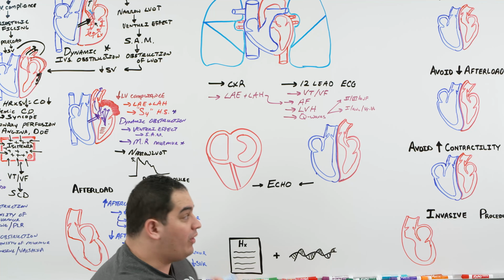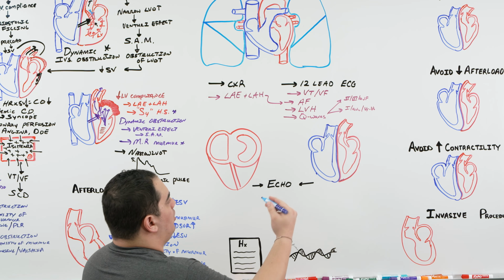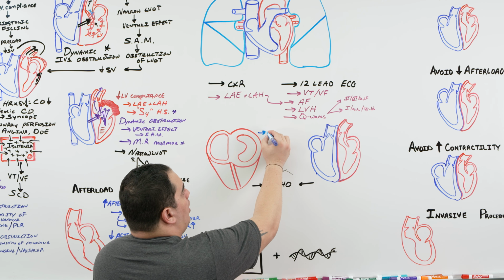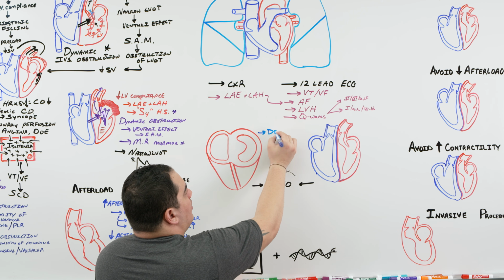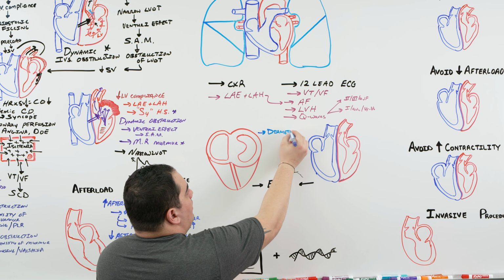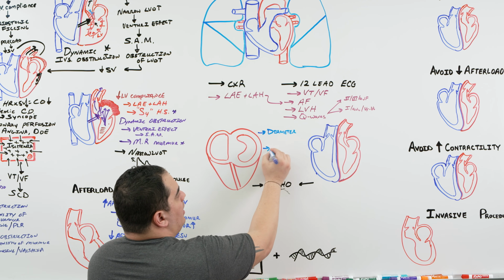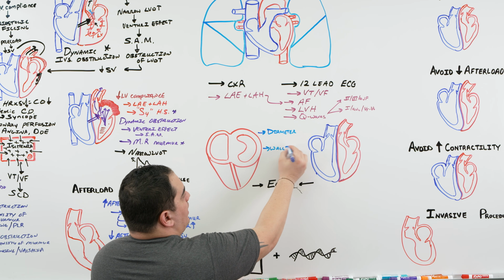All right, so again, when we're thinking about the echo, what are we specifically looking for? Again, you want to think about a couple things. One is the diameter of the lumen, right? So the diameter of the ventricle cavity, right? The next thing you want to think about is wall thickness.